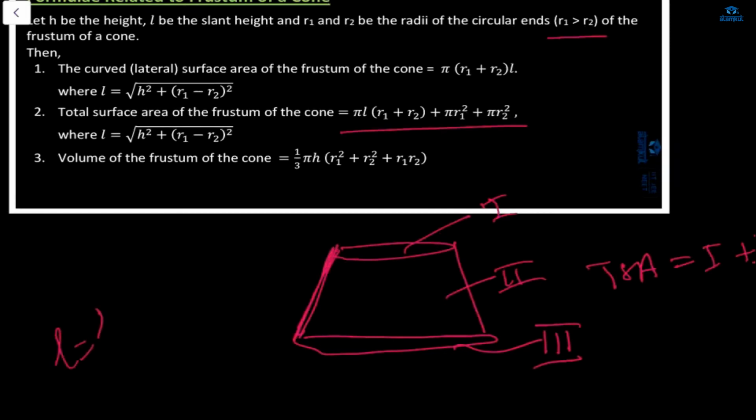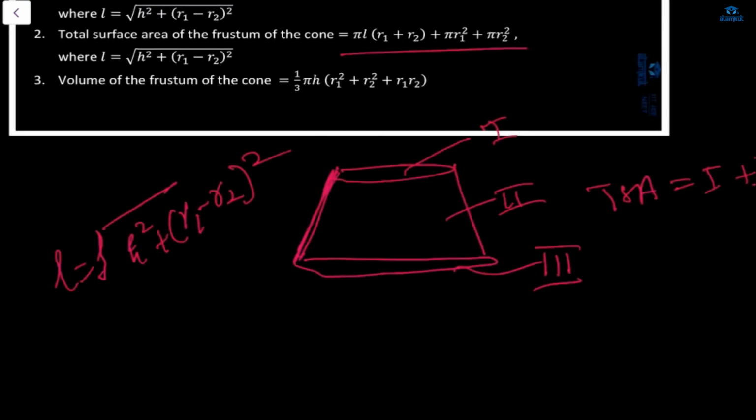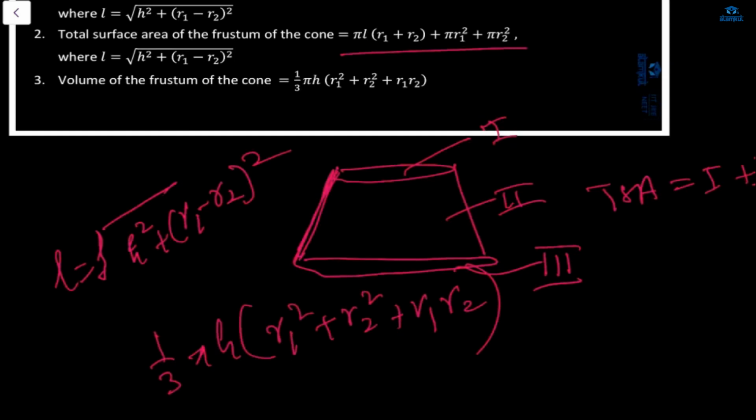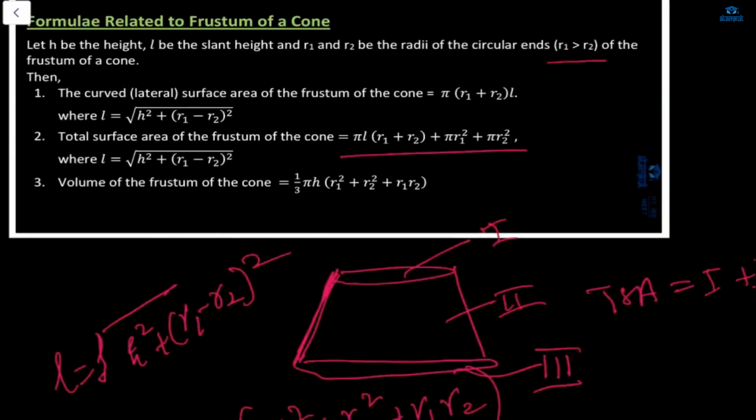And the lateral surface area, this one. This time the slant height will be the square root of h square plus (r1 minus r2) whole square. Okay, it's not h square plus r square, it is r1 minus r2, because you are having two radii. Okay, volume of the frustum. What is the volume of the cone? One by three pi r square h. So volume of the frustum will be 1 by 3 pi h, and instead of r square, it will be r1 square plus r2 square plus r1 r2. If you remember the formula of the cone, there are little changes in it.